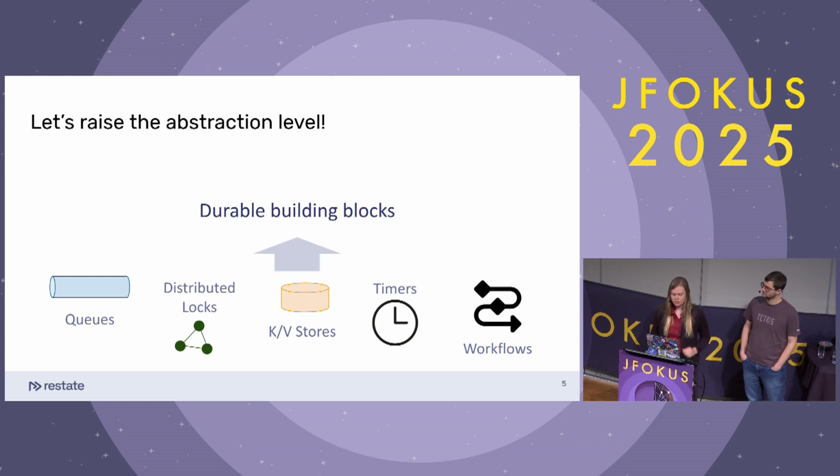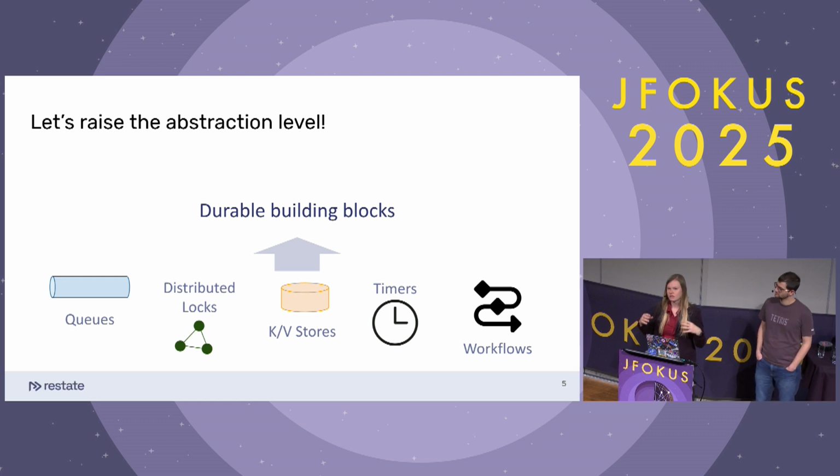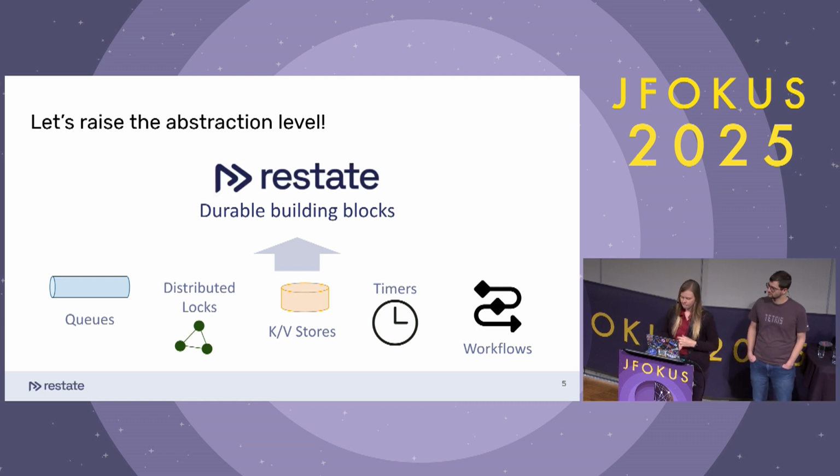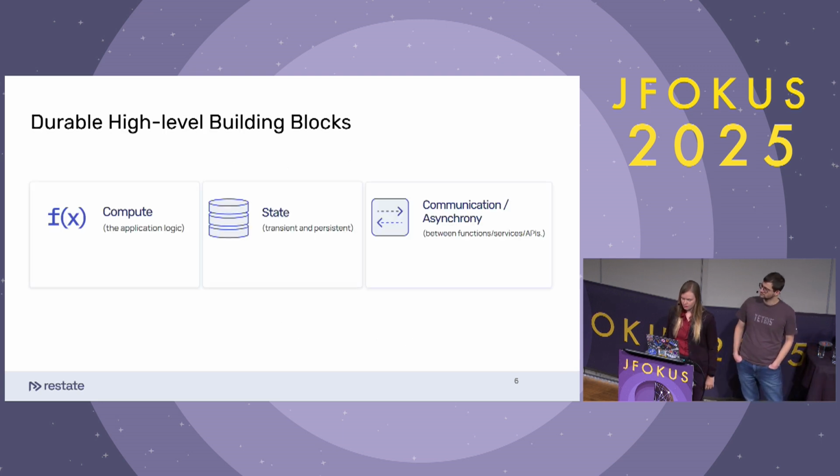And what we are actually trying to achieve with the Restate project is to take this one abstraction level higher, so that a developer can actually use resilient building blocks in his application and doesn't need to care about the underlying distributed systems complexity that much anymore. So simplifying the way applications can be written, basically.